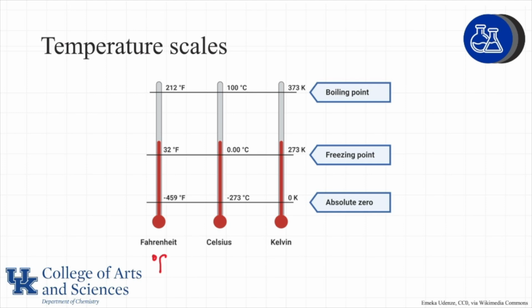Notice that when we talk about Fahrenheit and Celsius, we call them degrees Fahrenheit and degrees Celsius. We do not do that with Kelvin because it is an absolute temperature scale. Notice that absolute zero is 0 Kelvin, while degrees Celsius and degrees Fahrenheit have negative values. Kelvin cannot. This is the lowest possible temperature that we can have. At that point, all molecular motion, no matter how small, is stopped.